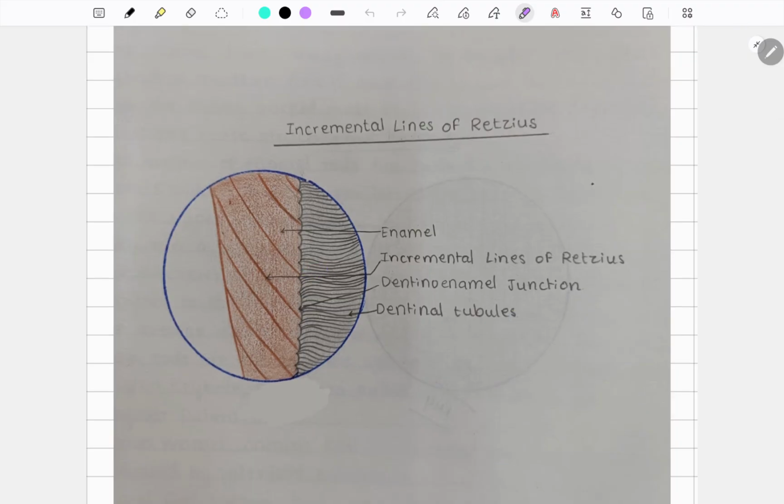For easily remembering the shape of the dentinal tubules, so I don't get confused, I used to draw enamel over here. On the top the crown was there, on the bottom the root was there, so it was like this, and on the right side I used to draw dentine always, so the shape of the dentinal tubules will always follow this pattern, and you won't make mistakes over here. So this will be dentinal tubules, then it will be dentino-enamel junction, this will be incremental lines of Retzius, and this will be enamel.